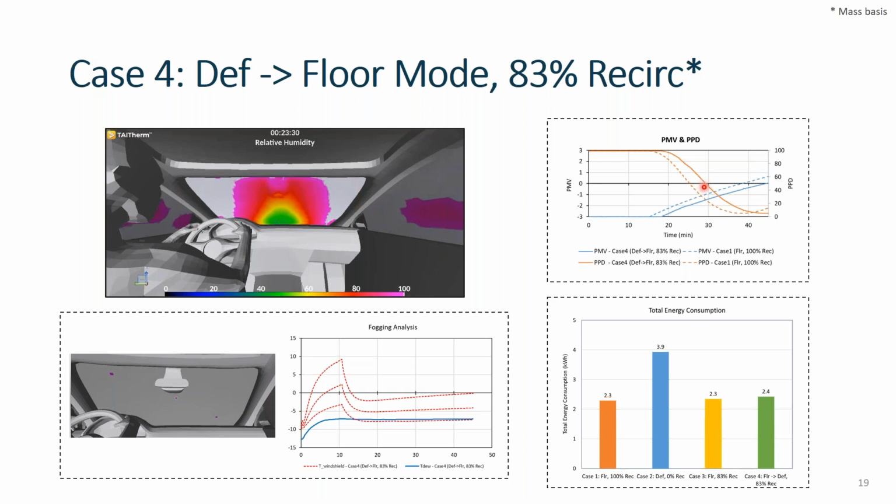We have delayed it by about 5 minutes by introducing some fresh air intake, and also defrost mode for the first 10 minutes or so. In terms of energy consumption, again, a little bit of an increase, but overall, big picture, in terms of comfort, energy management, and defogging, I think this case 4 is pretty close to an optimal HVAC response for this given set of conditions.